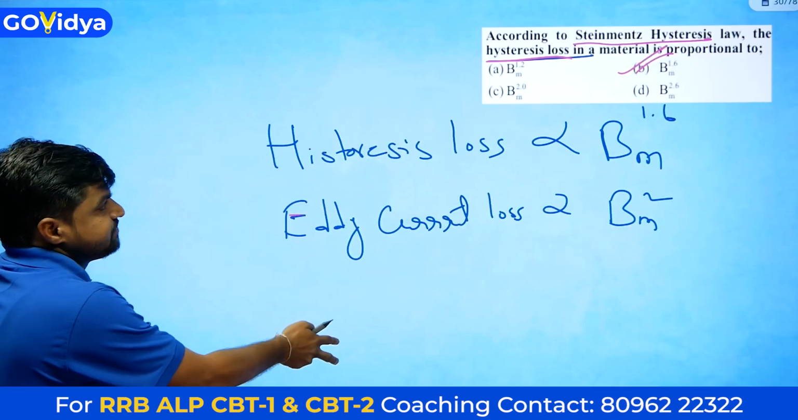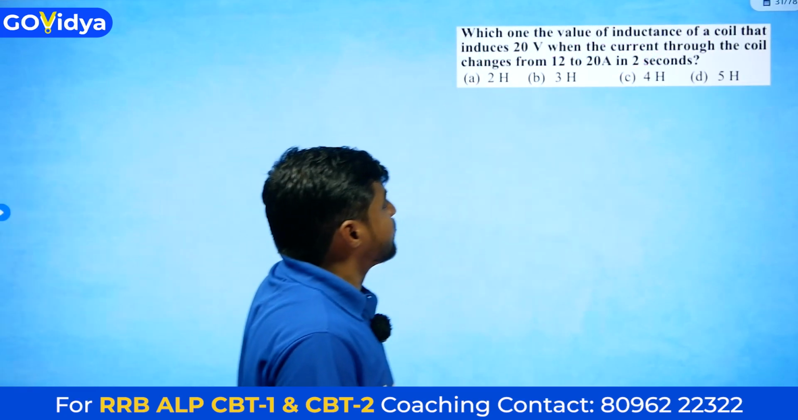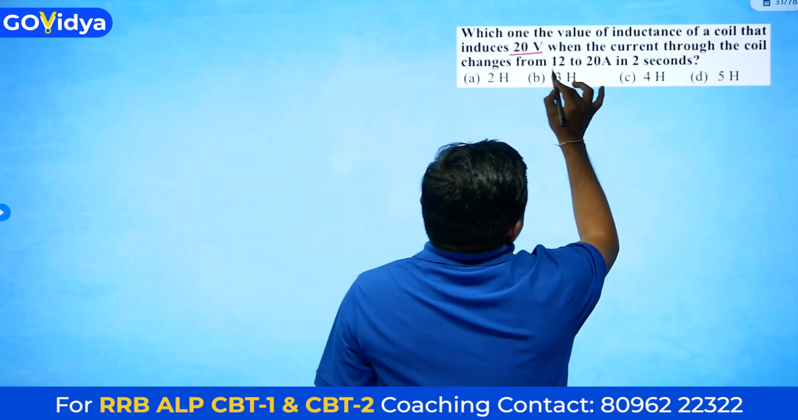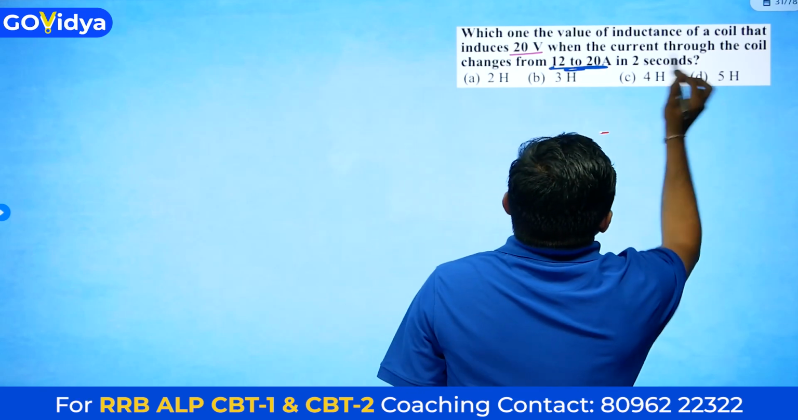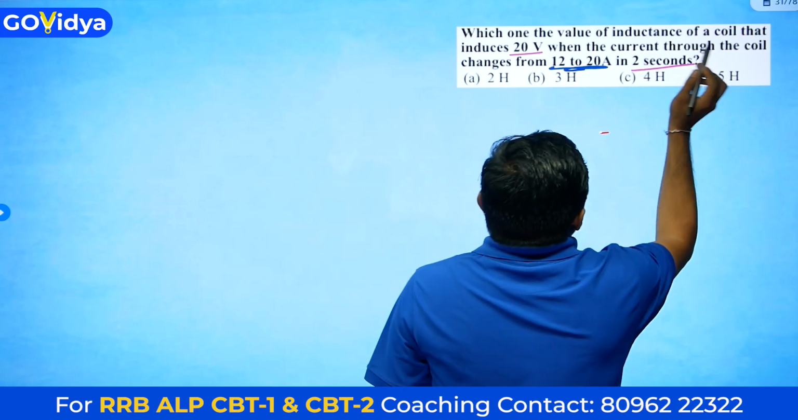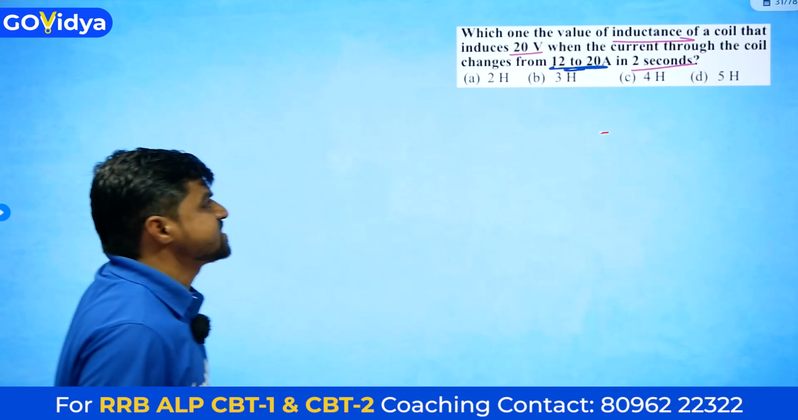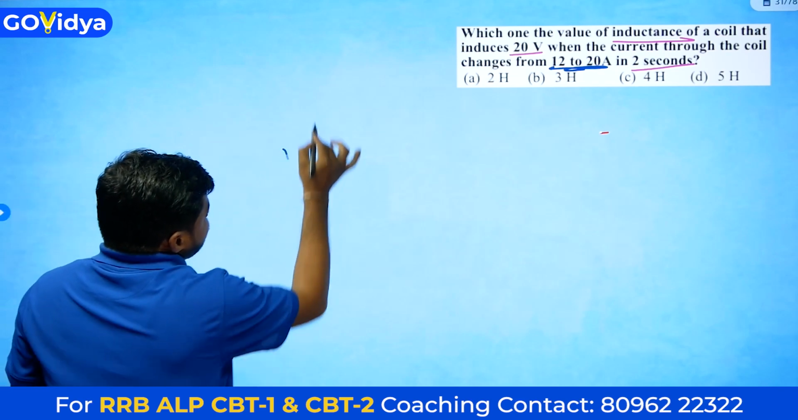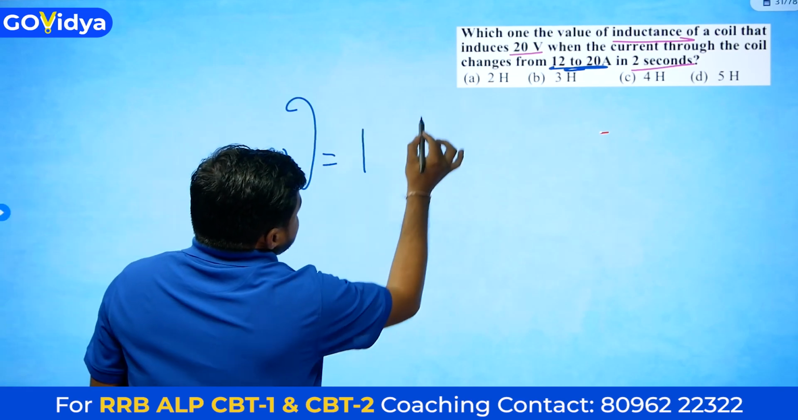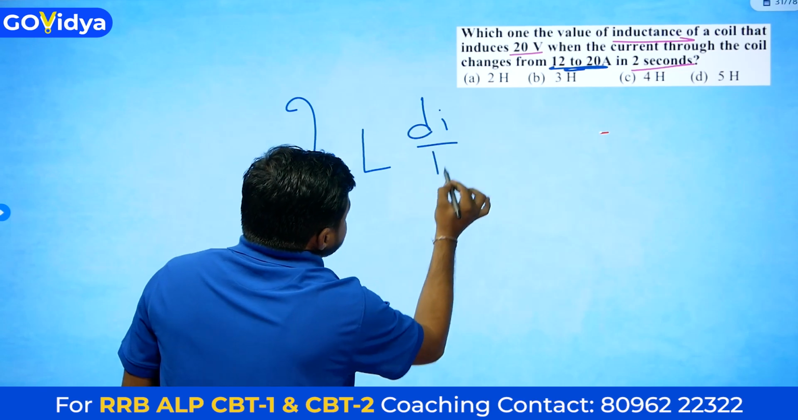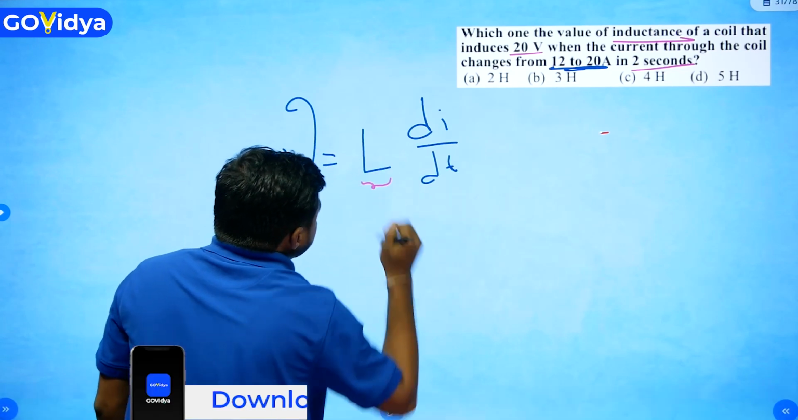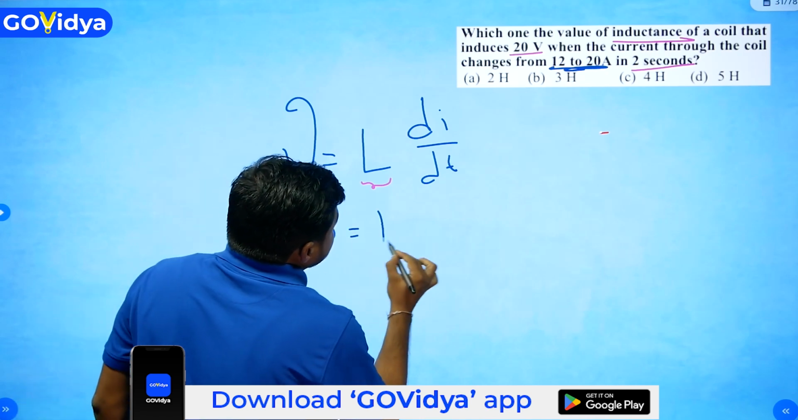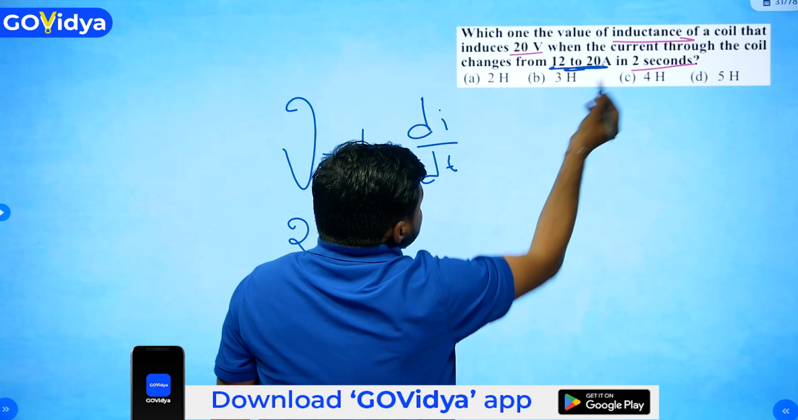Okay, next question. What is the value of inductance of a coil that induces 20 volts when the current through the coil changes from 12 amperes to 20 amperes in 2 seconds? We have to find the inductance value. Voltage is given, current is given and time is given. We have one formula, V is equal to L di by dt. V is given, V is 20 volts. For di, the change in current is 12 to 20 amperes.